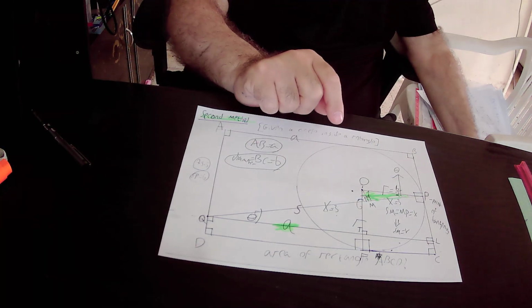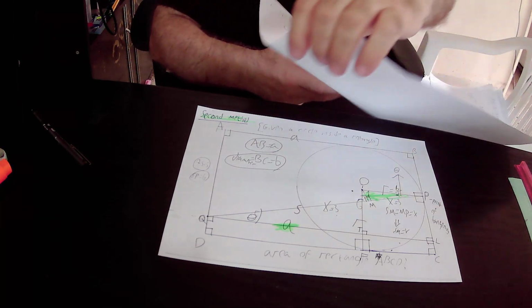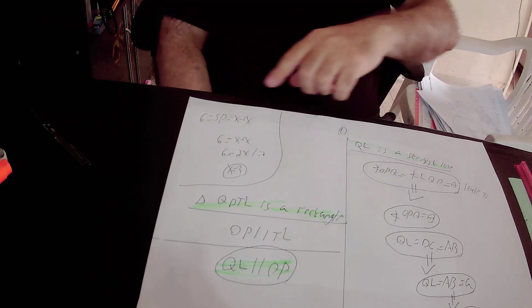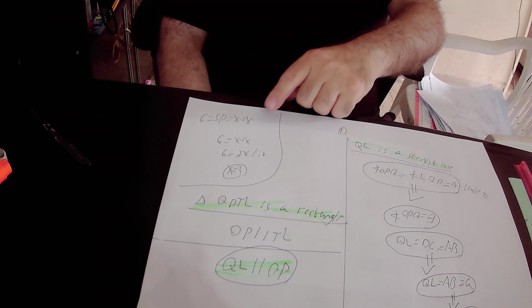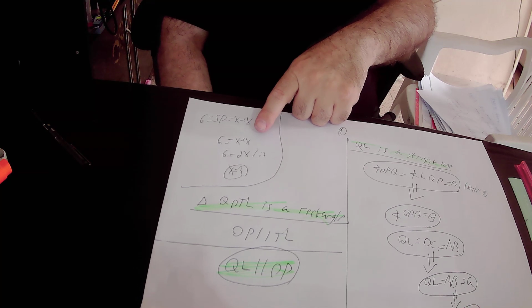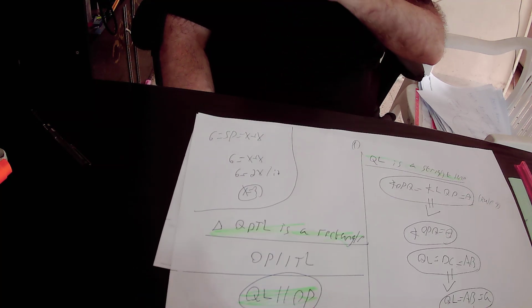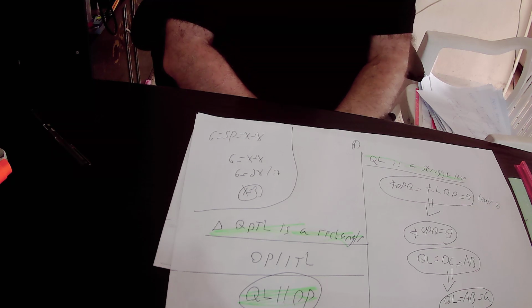And we know that X plus X equals SP, which is equal to 6. X plus X is 2X, so 2X equals 6. We divide this equation by 2 and find that X equals 3 units.